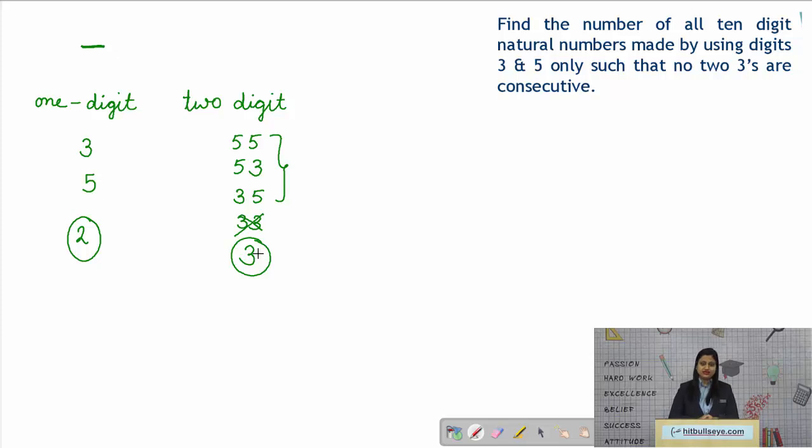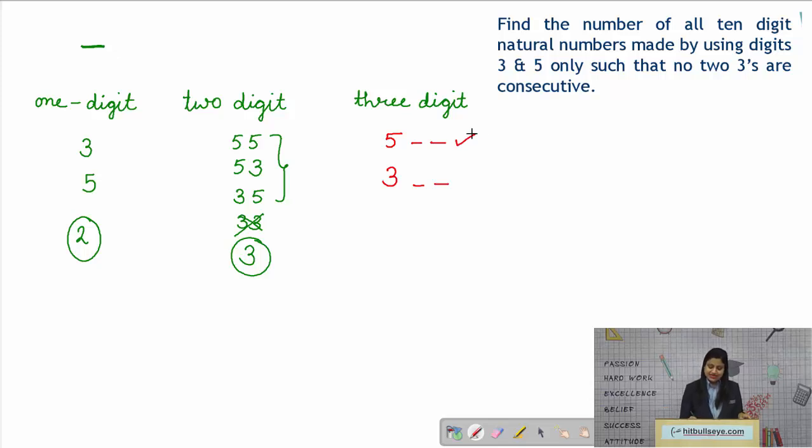So we have seen, if we are talking about one digit such number, they are 2 in number. If we are talking about 2-digit numbers, they are 3 in total. What about if we take 3-digit numbers? Either my number will start with a 5 or my number will start with a 3, and there are 2 places remaining.